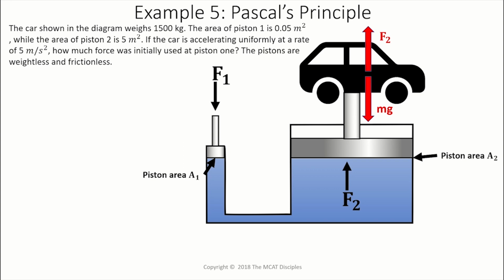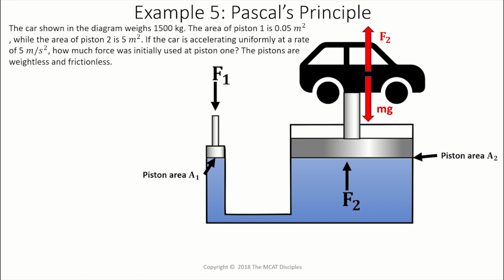The car shown in the diagram weighs 1,500 kilograms. So it seems I exaggerated a little bit by saying 5,000 in the last slide, but that's okay. The area of piston 1 is 0.05 meters squared, while the area of piston 2 is 5 meters squared. If the car is accelerating uniformly at a rate of 5 meters per second squared, how much force was initially used at piston 1? The pistons are weightless and frictionless.